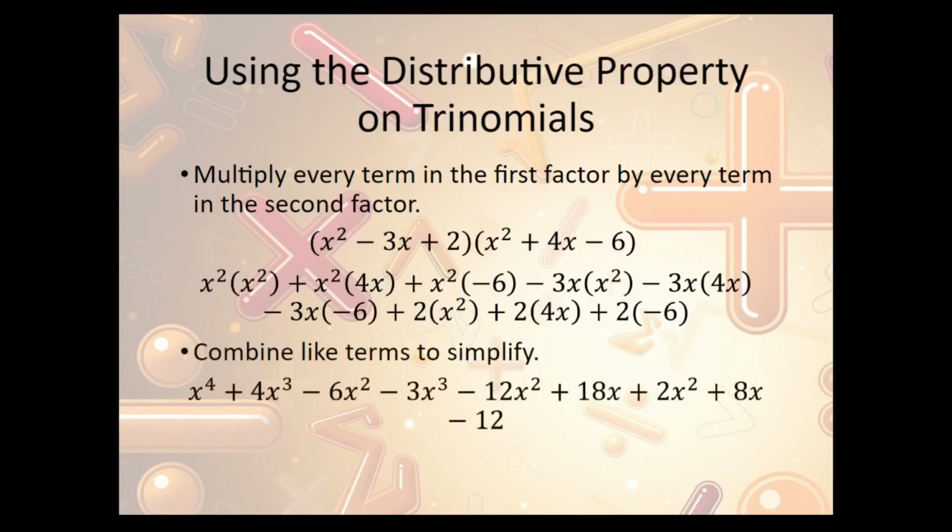Now we just combine like terms. So we're going to find all the x to the fourths. Well, this is the only x to the fourth. Then we find all the x cubes. Here's an x cubed, here's an x cubed. So we have 4x cubed minus 3x cubed. When we combine those, we just get a single x cubed.